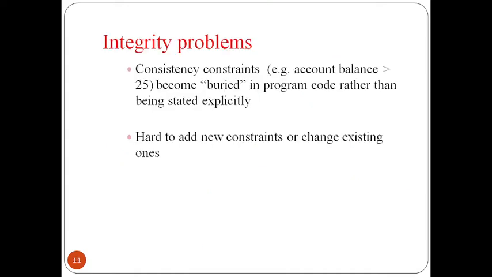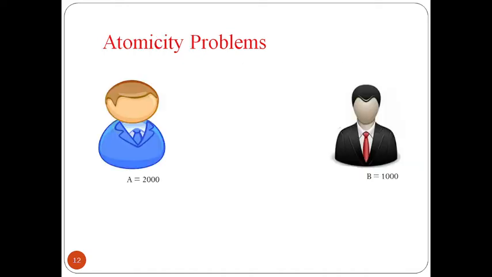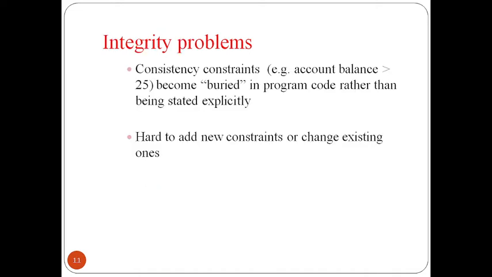Next problem is the data integrity problem. For example, integrity and consistency constraints, like account balance must be greater than 25, become buried in program code rather than being stated explicitly. It means every time the user must keep at least 25 rupees in the account, and the balance should always be greater than that. Some constraint should be applied on the account, and how to manage that constraint will be a problem in the file system. How can one manage these things?